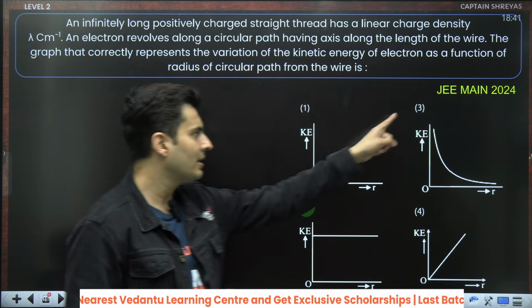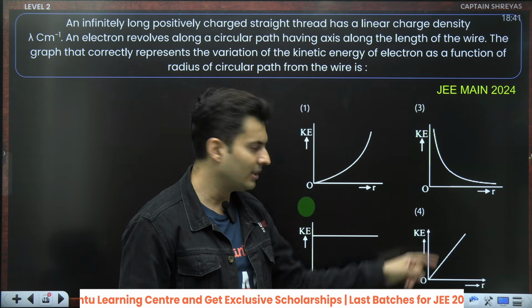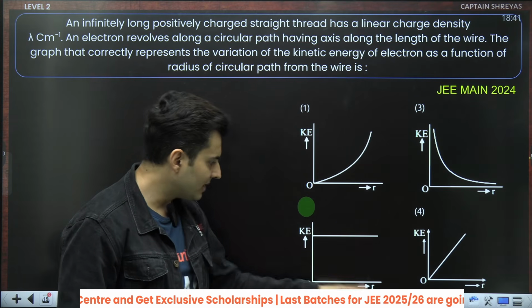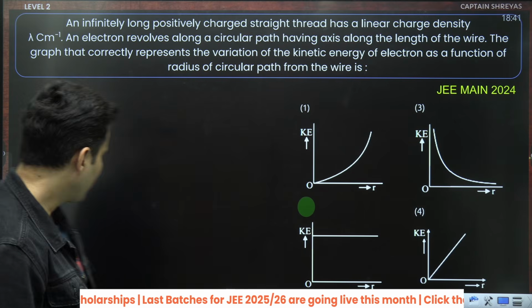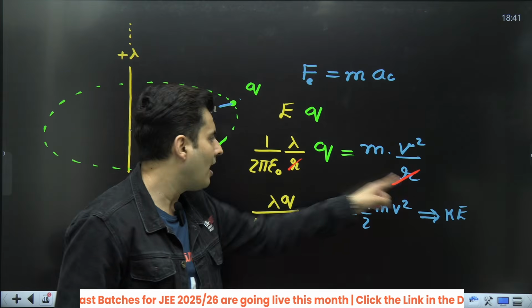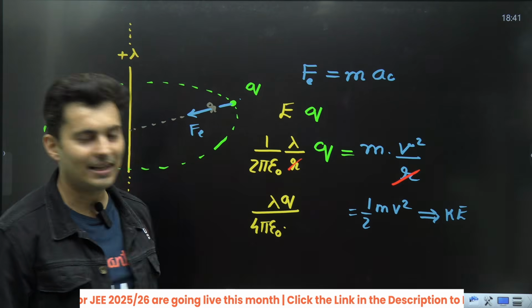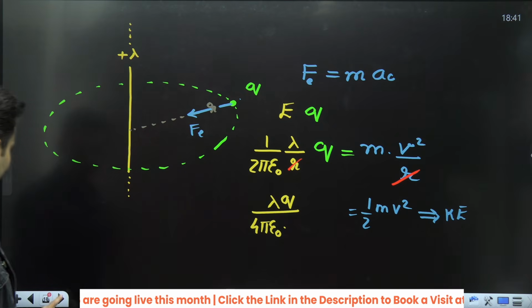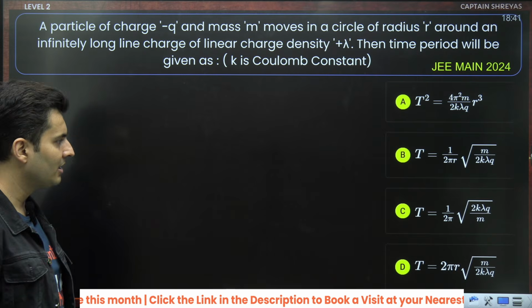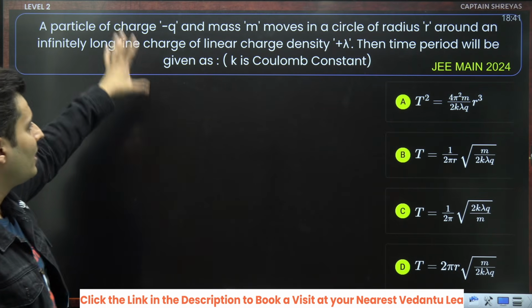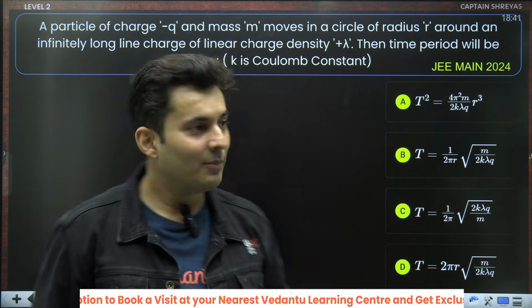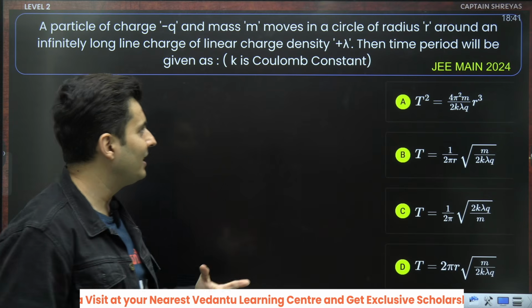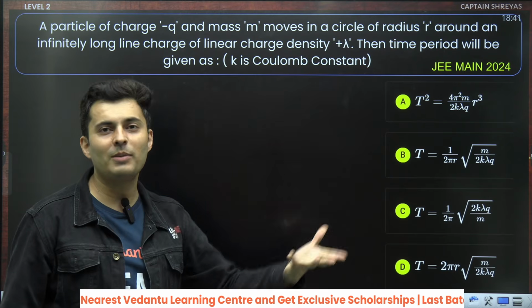Graph 1 it is increasing, graph 3 it is decreasing, graph 4 it is linearly increasing, graph 4 it is independent. It is the same for all the distances. The reason for that is because the r value just got cancelled out. What a brilliant question. It was just pure coincidence. And like you can see, a very similar question was asked in 2024 again. But this time, instead of the graph of kinetic energy, they have asked the time period will be how much.